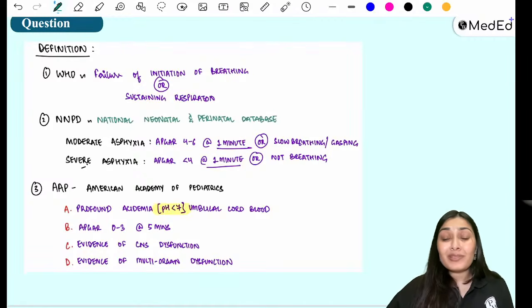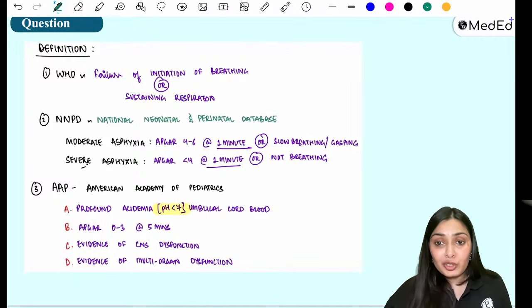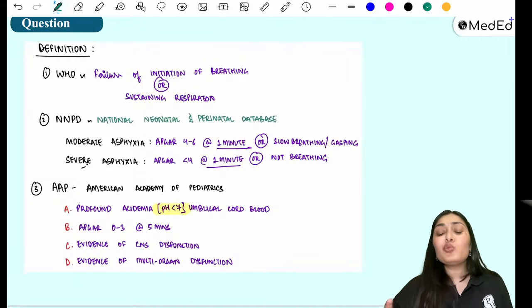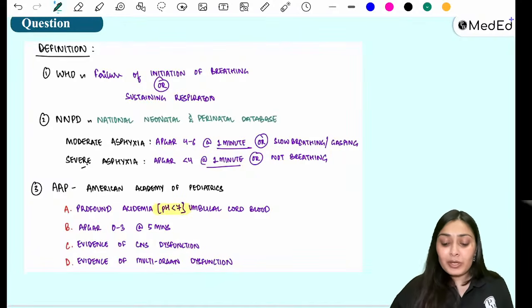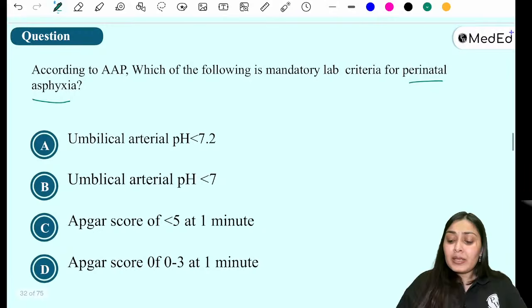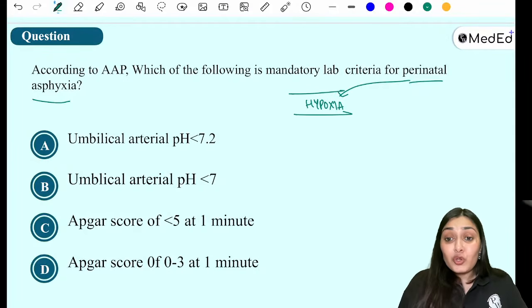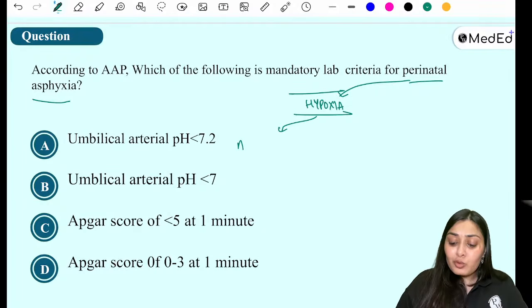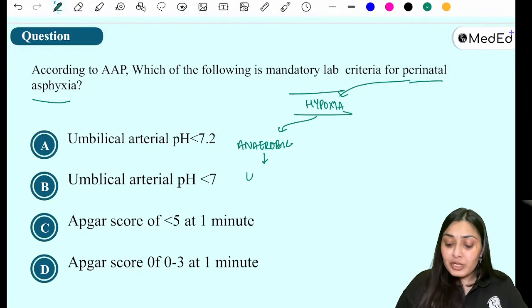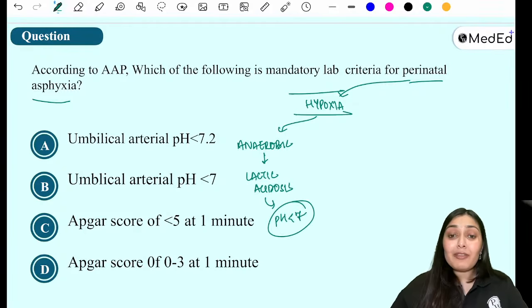Remember, these APGAR scores that NNPD gave was on the basis of the status at 1 minute, not at 5 minutes. AAP used at 5 minutes. So what is AAP doing? So AAP essentially said that we all know that in perinatal asphyxia there is hypoxia, decrease in the oxygen. So what will happen if the oxygen is less in my body? I will do anaerobic respiration. And we all know this byproduct of this anaerobic respiration is lactic acid. So my body is going to have acidosis. We have profound acidosis, pH less than 7.